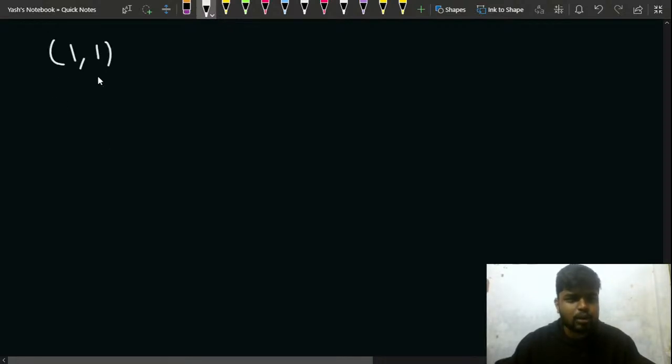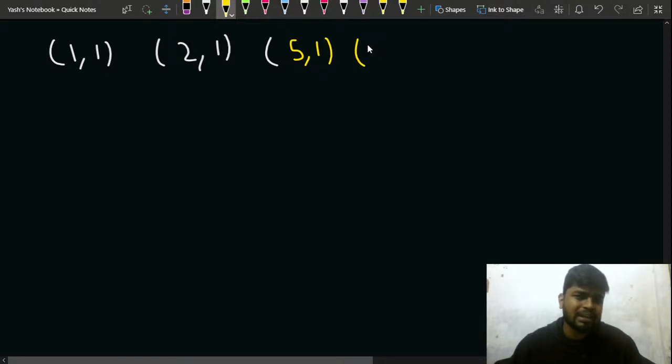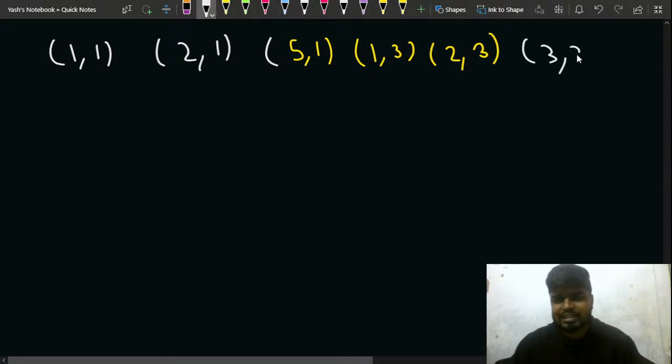So let's say you are having 1 comma 1, you are also having 2 comma 1, 5 comma 1, a point that is 1 comma 3, a point that is 2 comma 3 as well, and a point, let's say 3,3 as well. These are the points that you are having. Let me write their distances from the origin.